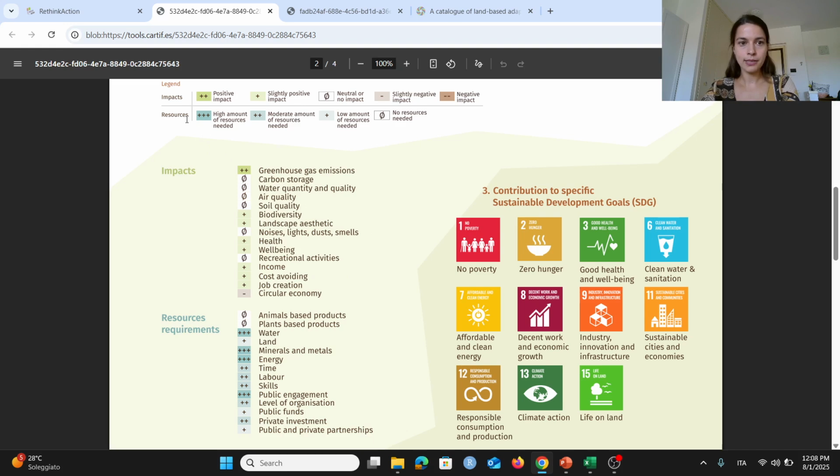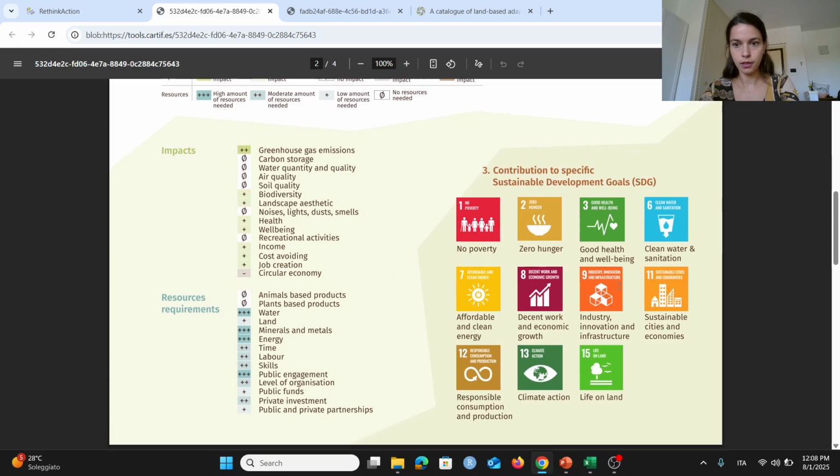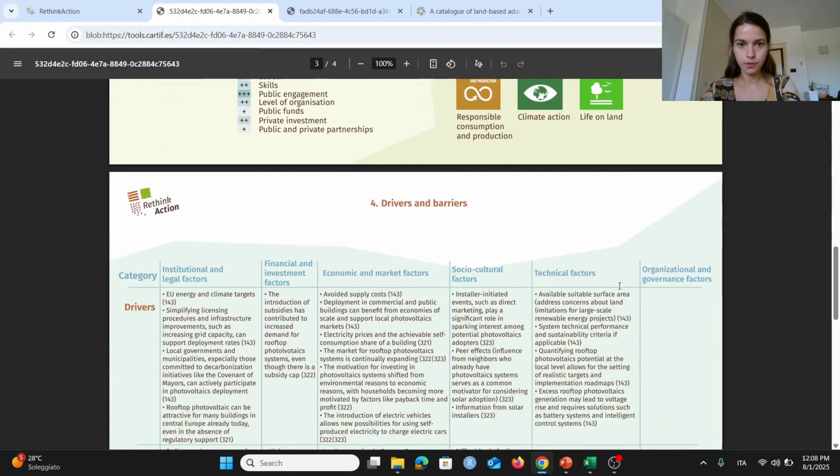And then we also assessed the resources needed for the implementation of the solution, spanning from a high amount of resources needed to no resources needed. Also in this case, including several items like water, land, public engagement, private investments, and more. And then we also identified the contribution of the solution to specific sustainable development goals. And we find a list here in the fact sheet.